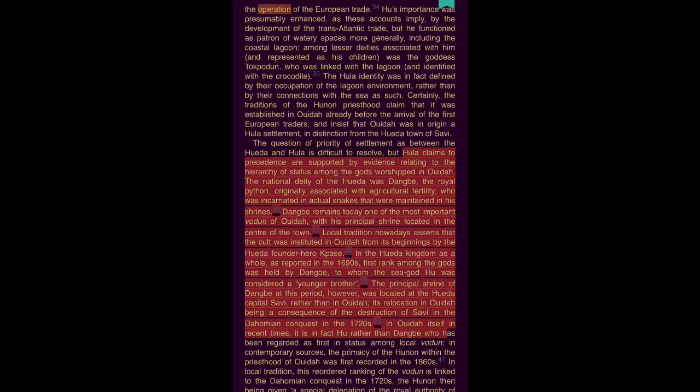The principal shrine of the Dangabi at this period, however, was located at Whydah's capital Sava, rather than in Whydah. Its relocation in Whydah being a consequence of the destruction of Save in the Daomian conquest in the 1700s. Very interesting.